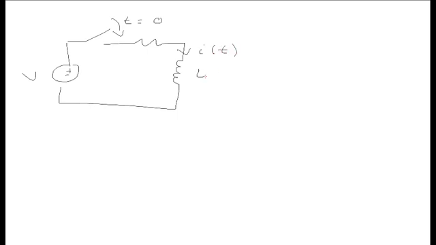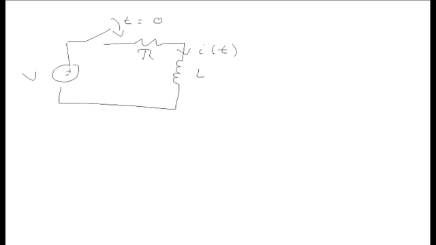Once again, we have a switch. Always will have a switch. And it's closing the switch at t equals 0. Now, in the way this is drawn, I'm interested in I of t through the inductor L, charging through the resistor R.